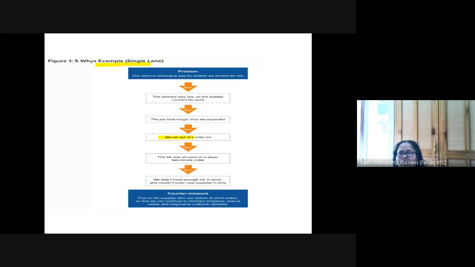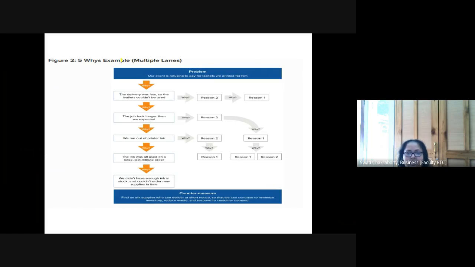Because we ran out of printer ink. Why? The ink was all used on a large last-minute order. And why did that happen? We didn't have enough ink in stock and couldn't order new supplies in time. So this is basically your root problem. And then from there, the countermeasure is to find an ink supplier who can deliver at short notice, so that we can continue to minimize inventory, reduce waste, and respond to customer demand.